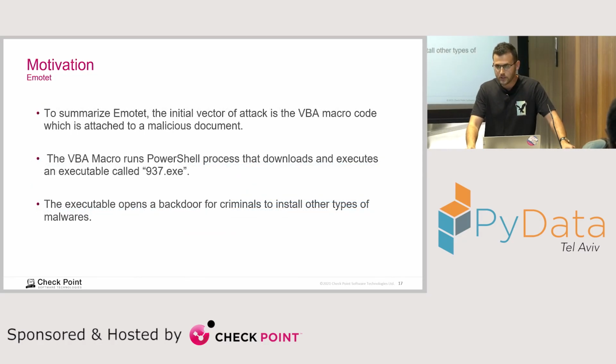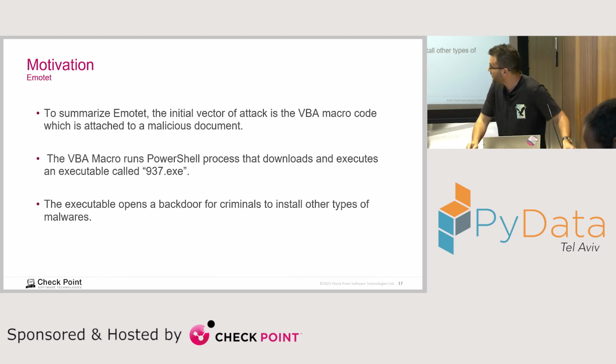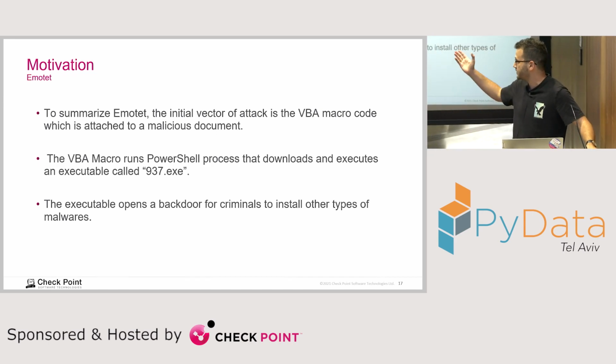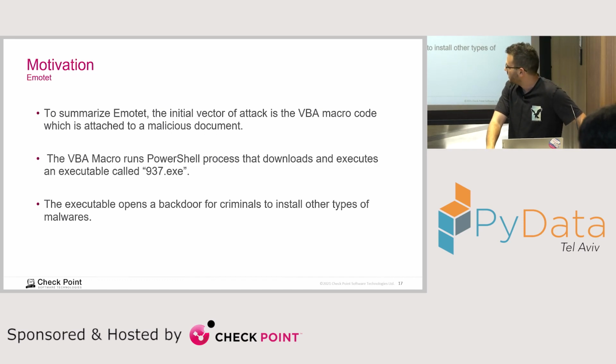Okay, I already talked about this. Just to summarize Emotet before we continue to the DeepVBA approach. The initial vector of the attack is a VBA macro, which is attached to malicious documents. In this instance, the VBA macro runs a PowerShell process that downloads and executes an executable. It could be anything. The second stage attack can be pretty much anything. Think about it as an open source library for criminals. Eventually, in this particular case, the executable opens a backdoor, and then criminals can install whatever they want. They basically own your computer.